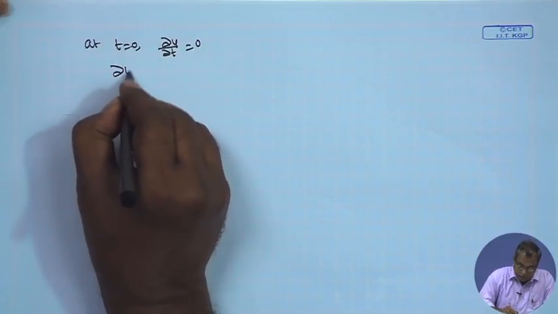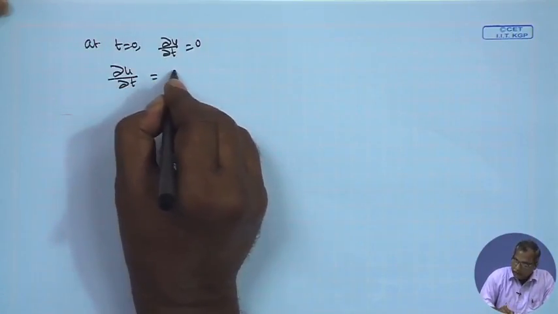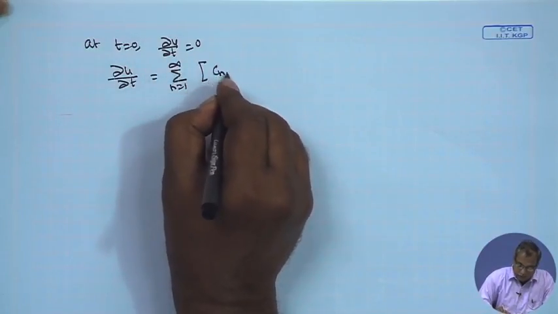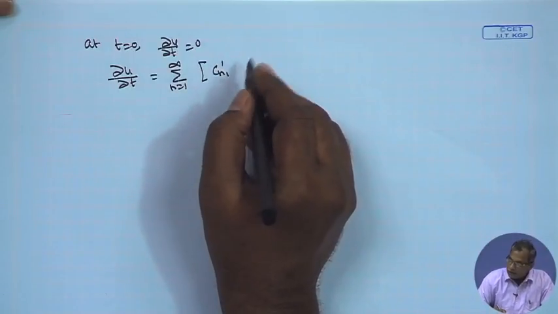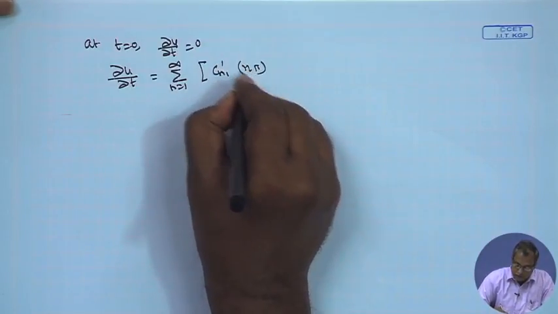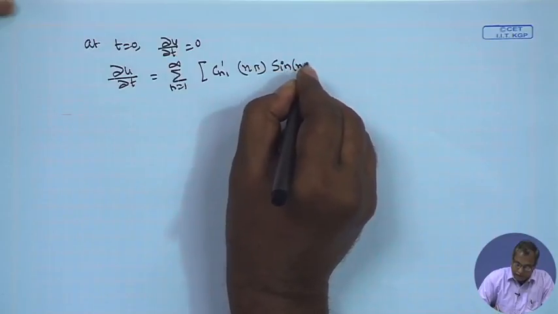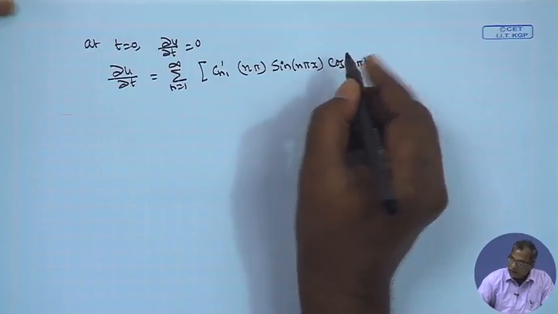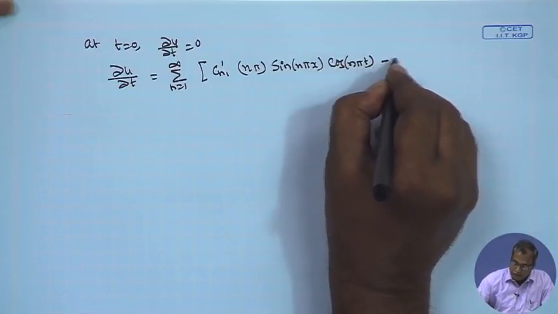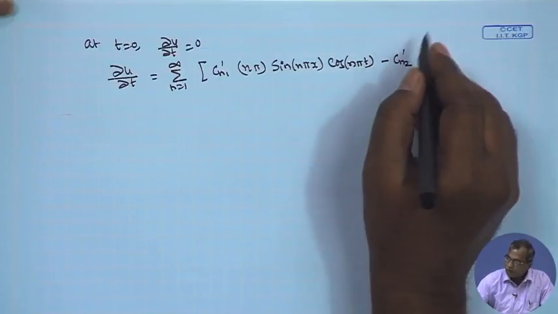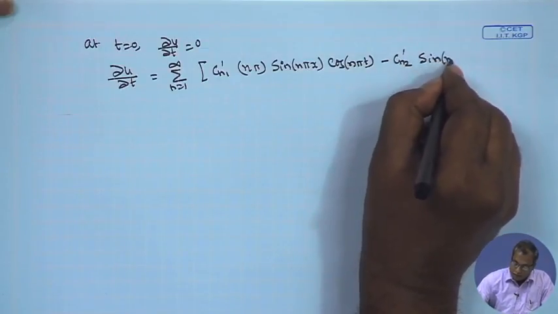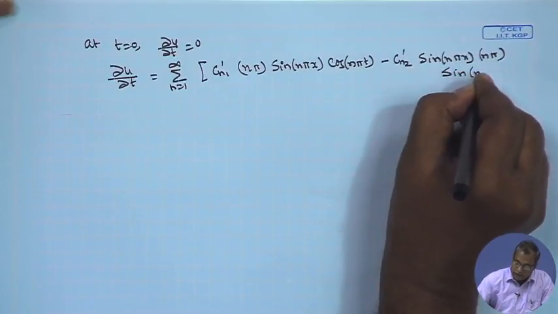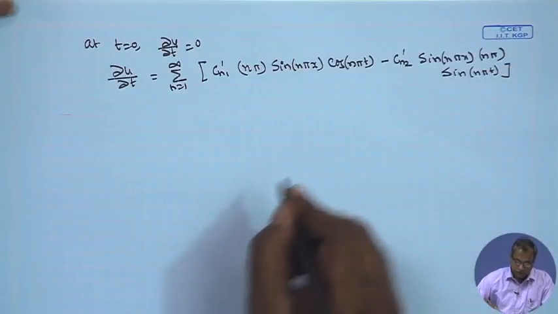So, let us evaluate what is del u del t. Del u del t is summation n is equal to 1 to infinity C n 1 prime n pi sin n pi x cosine n pi t and minus C n 2 prime sin n pi x into n pi sin n pi t. So, that is del u del t.